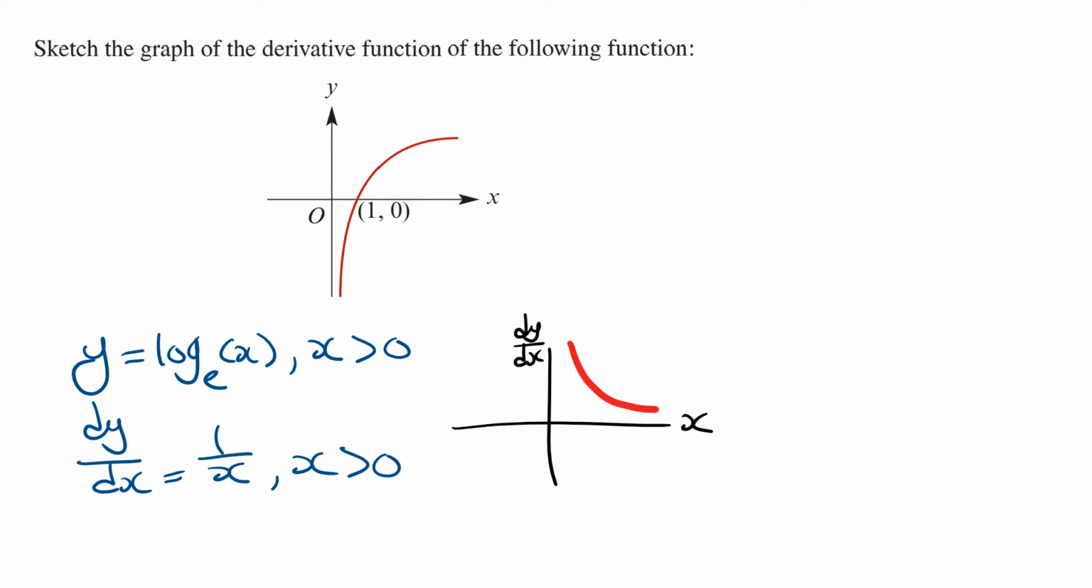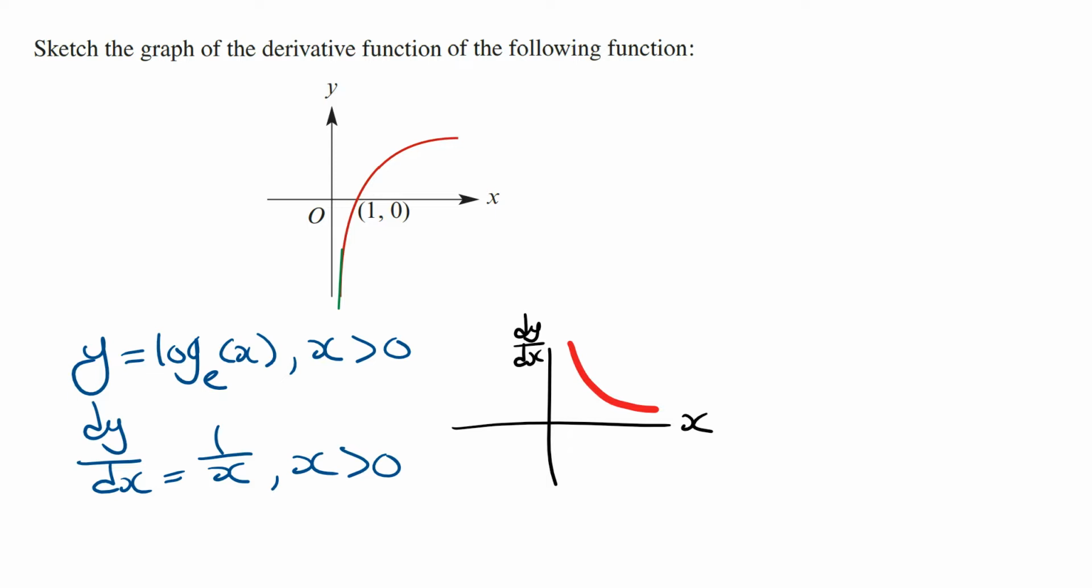For the second method, looking at the graph of the function, we can see that it's always increasing. In other words, the gradient is always positive. What this means is that the graph of the derivative function is always going to be above the x-axis. As this graph approaches x is equal to 0, we can see that the slope of the tangent to the graph is very steep, which means then the gradient is going to be a large positive number.